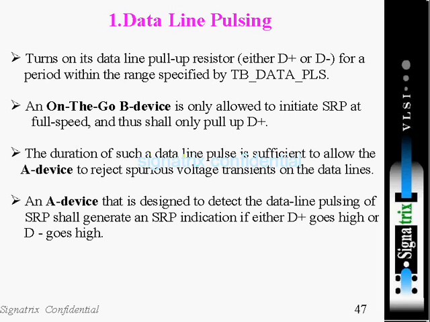The duration of such a data line pulse is sufficient to allow the A device to reject spurious voltage transients on the data lines. They fixed the duration in such a way that the A device will not consider that pulse as a noisy one. And last, an A device that is designed to detect the data line pulsing of SRP shall generate an SRP indication if either D plus goes high or D minus goes high. Either one of D plus or D minus going high, it will consider it as a pulse, data line pulsing.